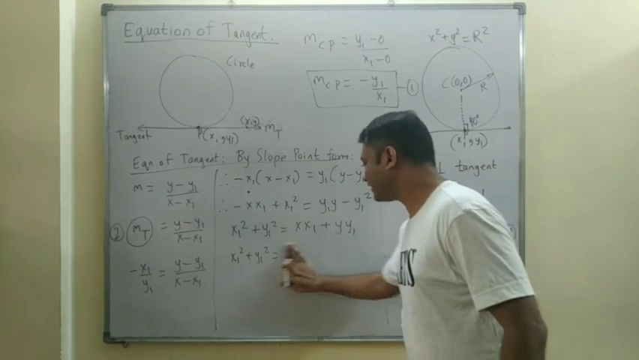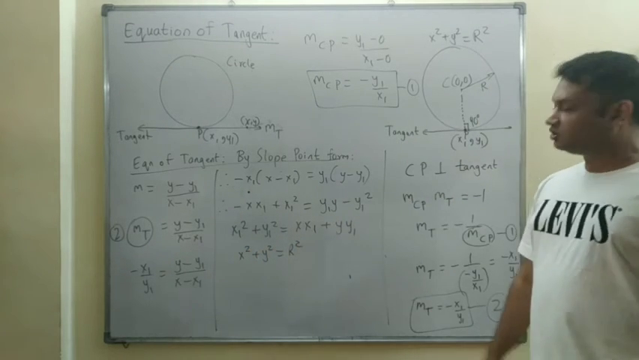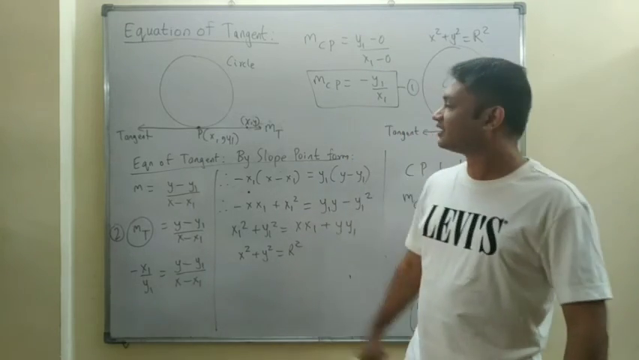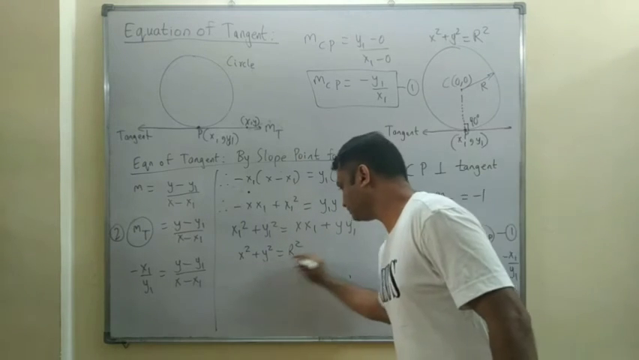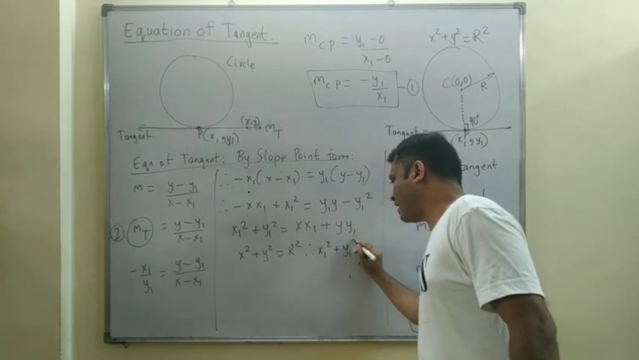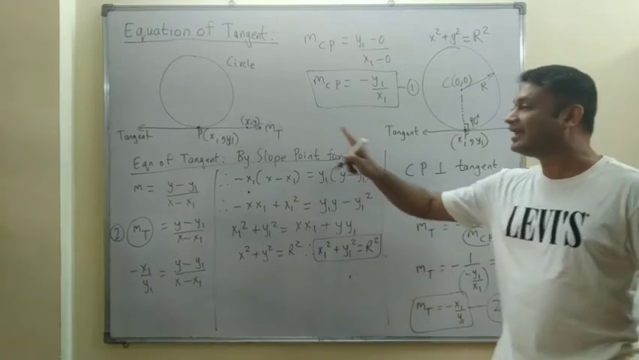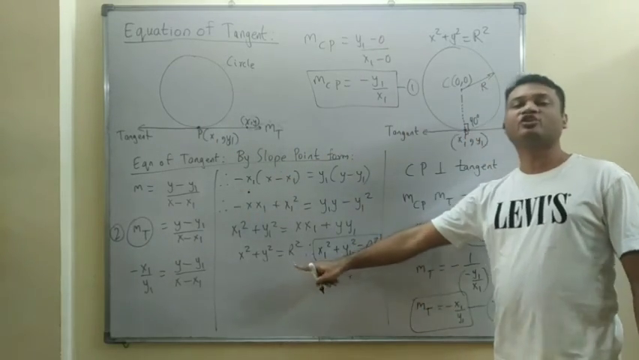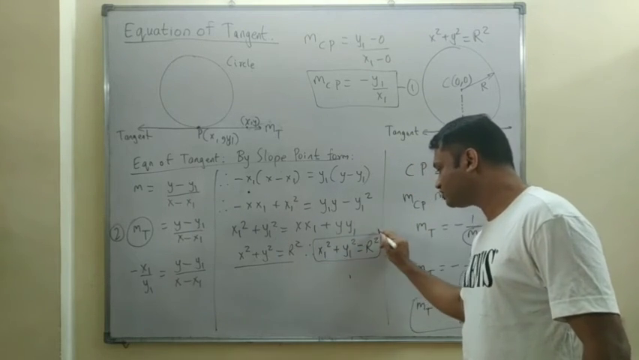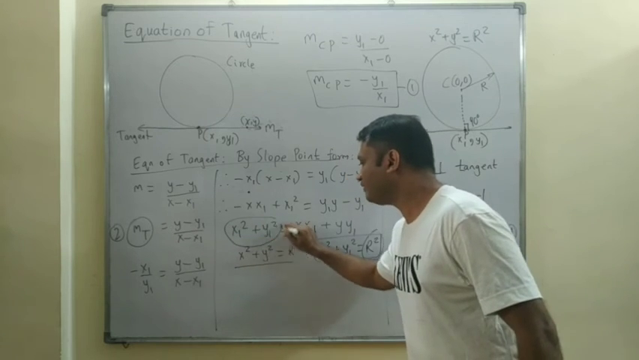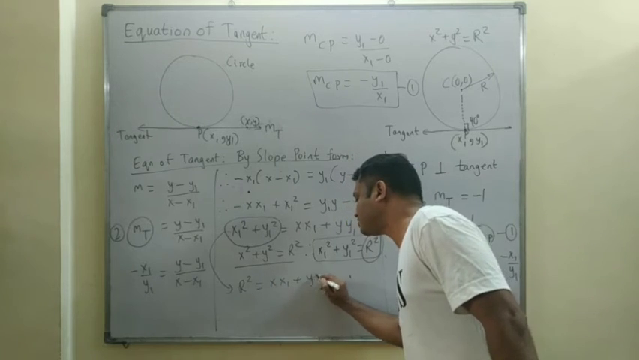But what is the equation of a circle in standard form? It is x square plus y square is r square. So this equation is satisfied by any point on the circle. P (x1, y1) is one point on the circle. So I can say x1 square plus y1 square will also come out to be r square, because (x1, y1) is lying on the circle. So it will satisfy the equation of the circle, which in standard form is x square plus y square is r square. So let us substitute x1 square plus y1 square as r square. So r square is xx1 plus yy1.